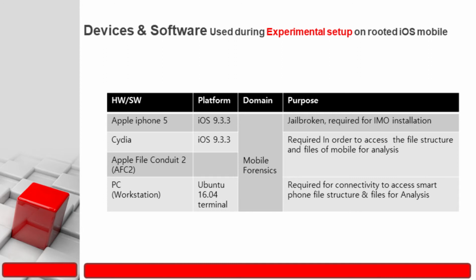A few software tools are required. For instance, Cydia is required in order to access the file structure and files of the mobile for analysis. Similarly, Apple File Conduit 2 is also required for the side activity. We need the PC workstation with the Ubuntu OS terminal, and it is required for the connectivity of the mobile phone to access the smartphone file structure and files for analysis.